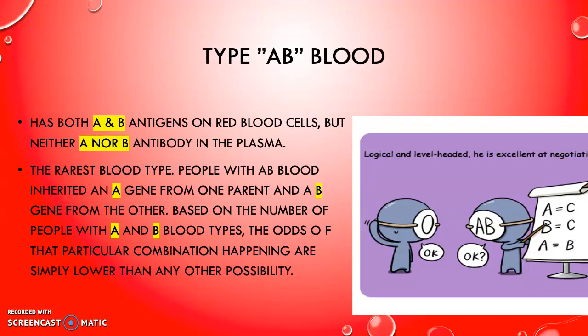Type AB blood has both A and B antigens on the red blood cells, but neither A nor B antibody in the plasma. So it's the rarest blood type, and people with AB blood inherited an A gene from one parent and a B gene from another. Based on the number of people with A and B blood types, the odds of that particular combination happening are very, very low, and it's simply lower than any other possibility of any other blood type.